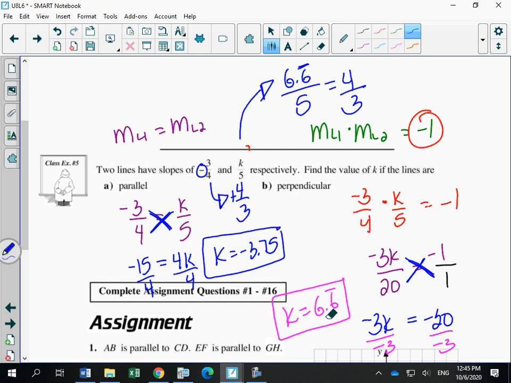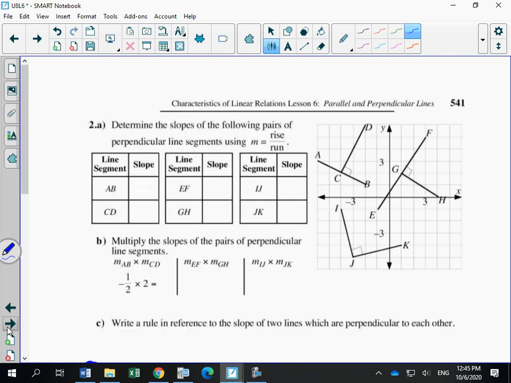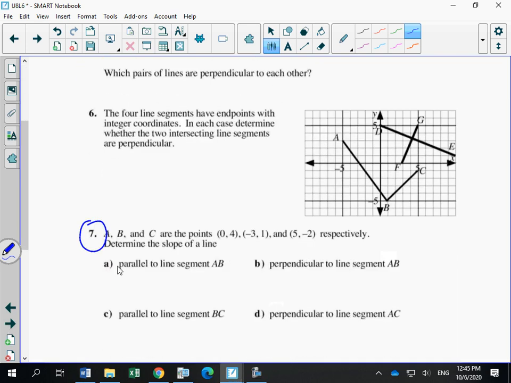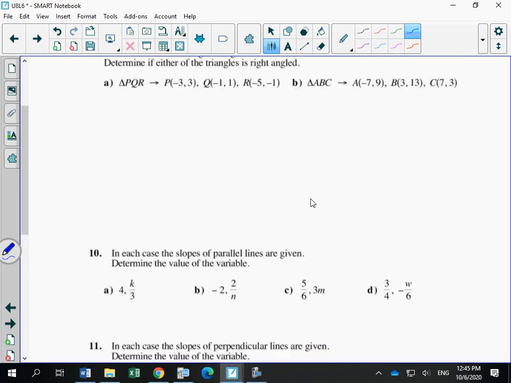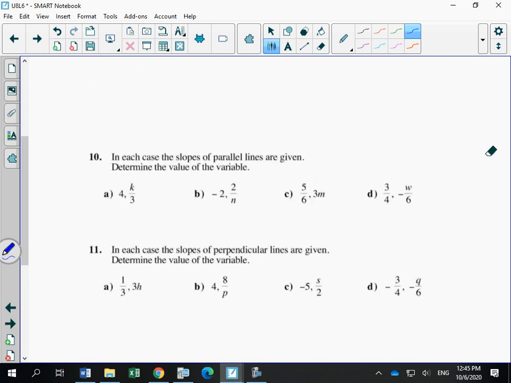So to see if you sort of understood this class example, there's a couple questions in your workbook that I want you to now do. So to practice, you're going to do number 7. I forget if I assigned that in the last video or not, but you're going to make sure you can do number 7. And then you're going to do 10, and you're going to do 11.